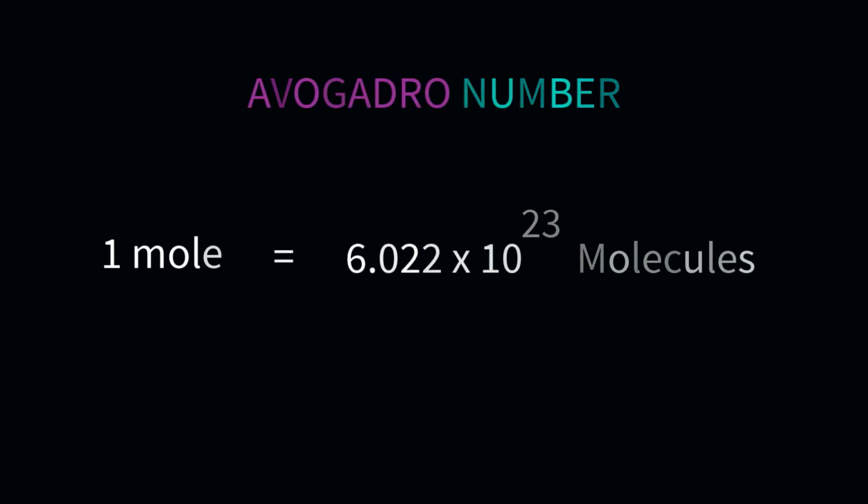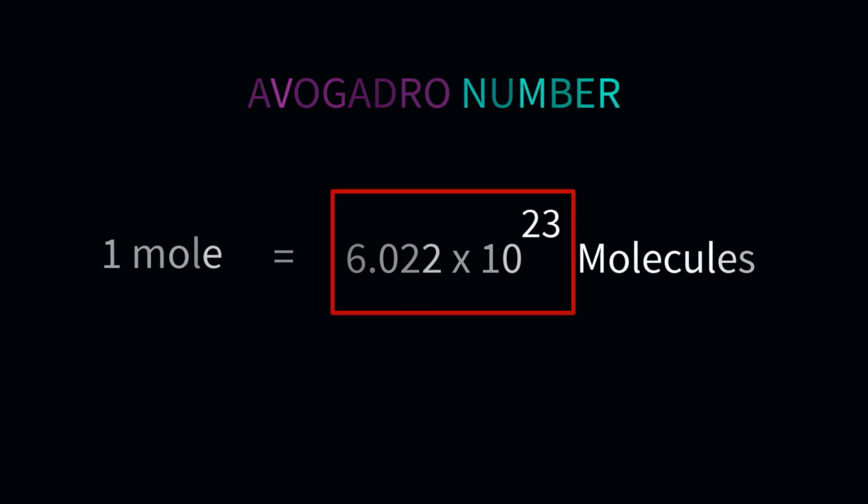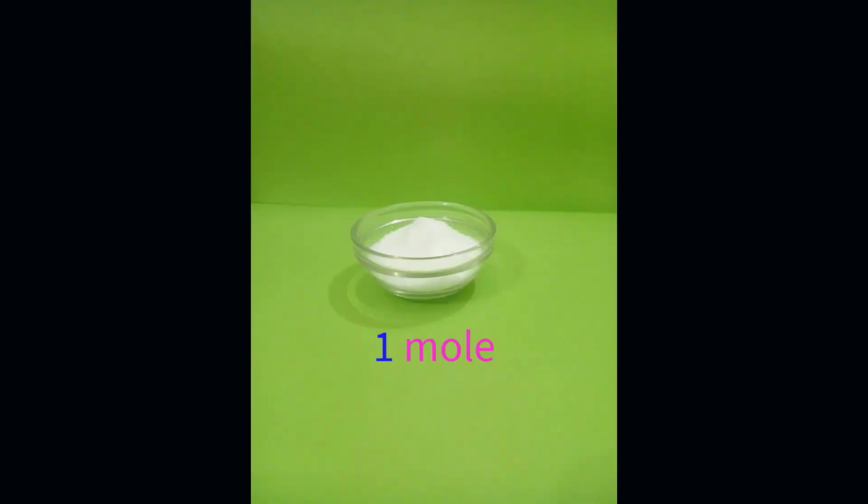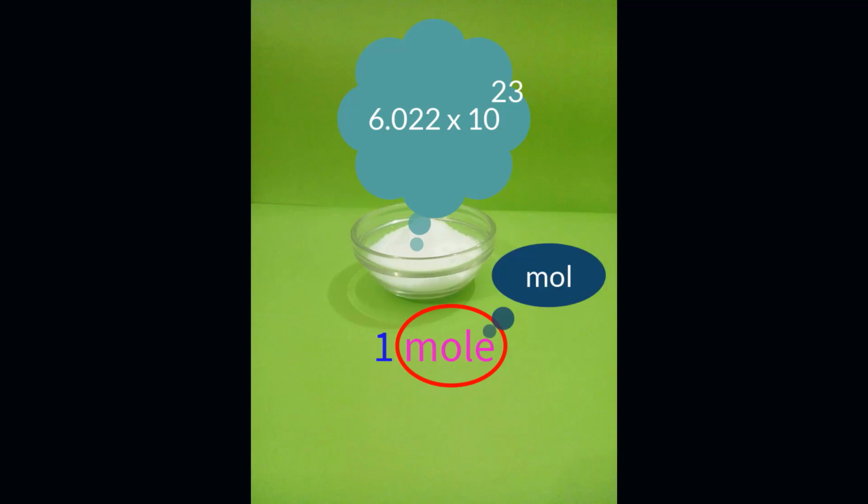In some textbooks, we might find it as 6.023 into 10 to the power 23. So, can you tell me how many molecules are present in 1 mole of salt? Yes, it is 6.022 into 10 to the power 23 molecules. You should also remember that mole is often written as mol in short.